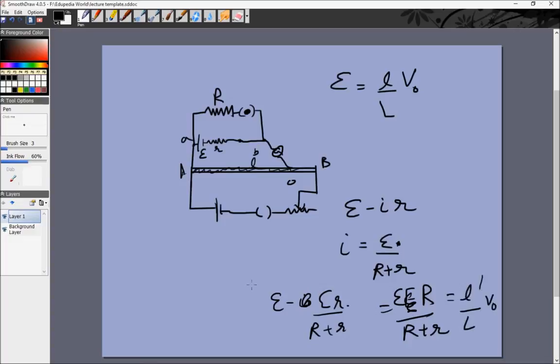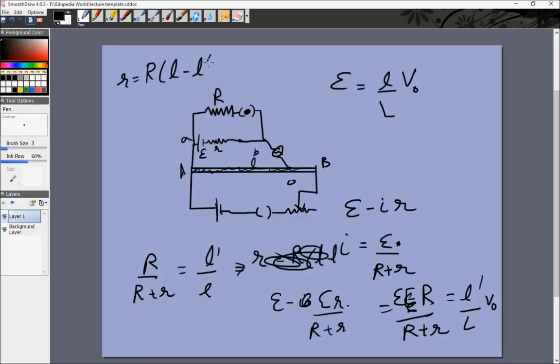So we divide these two equations. What we'll get is R by R plus r is equal to l dash by l, or if you simplify it, you'll get r is equal to capital R times l minus l dash by l dash. So we know l and l dash, and we know R, which is the standard resistance we added, so we can measure the internal resistance of any battery, right?